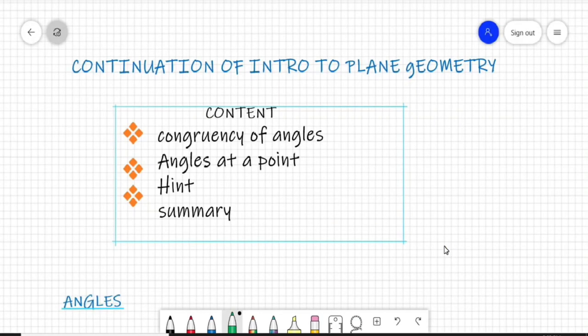I'm Victor. Today, I'll be continuing the intro class into plane geometry. Today, we're going to cover congruences of angles, talk about angles at a point, give some hints, then talk about what we did.